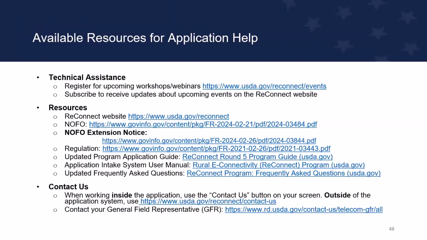ReConnect resources. So I think we're ending up just right about on time. This is some information that's available to you, some resources to contact us. One thing that I want to emphasize, and something that maybe I didn't talk about here, is that when you're in the application working on something, there is a contact us button there for your use. If you have an issue, you can click that from within the application and send us a question, and we'll try to be as timely as possible to give you a response.